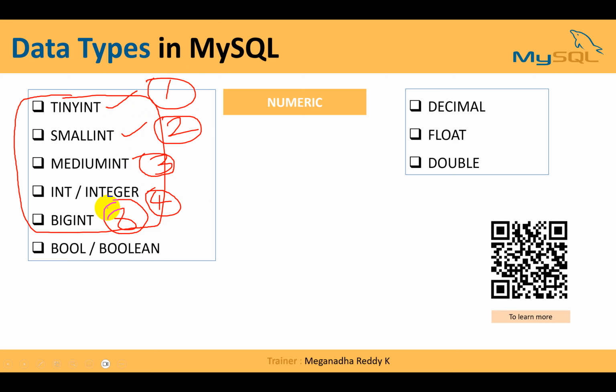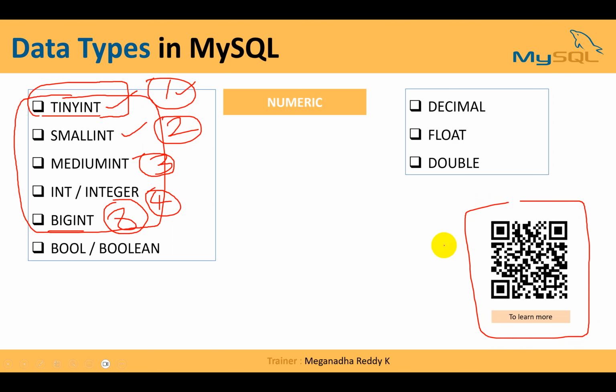Now let's say I want to store the age of a person. The age of a person is a small number, so I can go with tinyInt, or I can also go with bigInt. With bigInt you can store large numbers, but if you really want to store the age of a person, you don't have to go for bigInt. TinyInt will do, because in 1 byte you can store small numbers. And if you want to know more about these data types and their ranges, you can pause the video and scan this, and that'll take you to the MySQL documentation, and you can understand more about that.